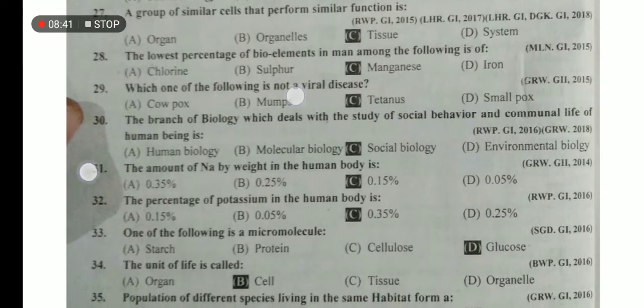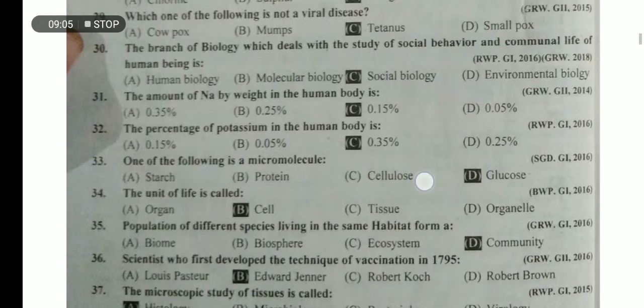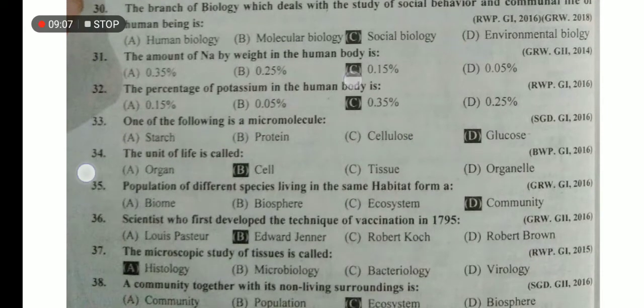Which one of the following is not a viral disease? Tetanus is not a viral disease. Actually, this is caused by the bacterium Clostridium tetani. The branch of biology which deals with the study of social behavior and communal life of human beings is known as social biology. The amount of sodium, Na is the symbol of sodium, by weight in the human body is 0.15%. The percentage of potassium in the human body is 0.35%.